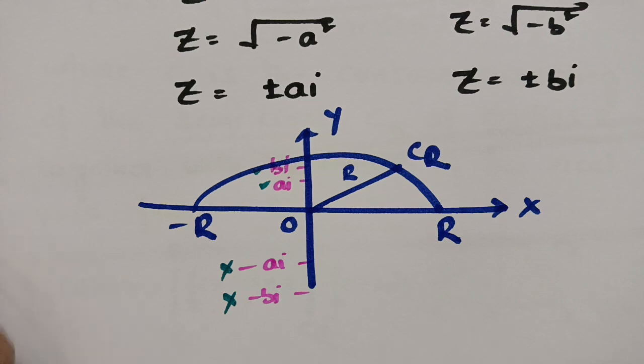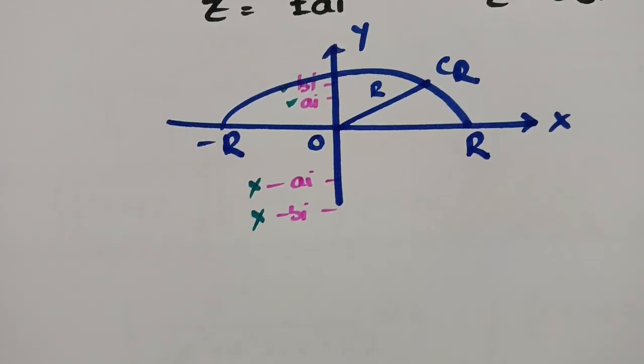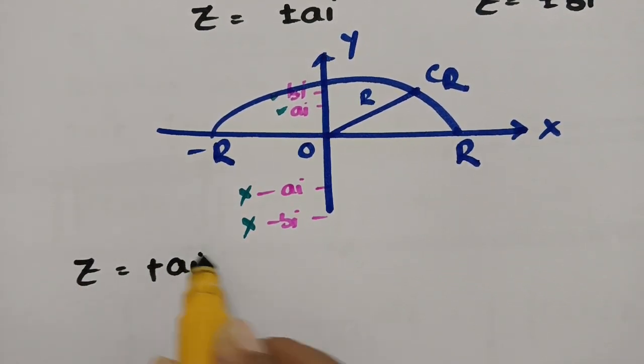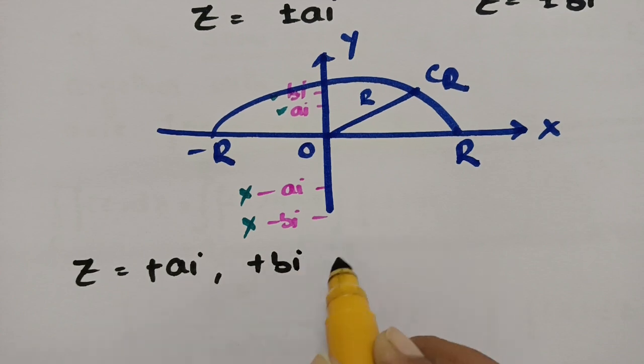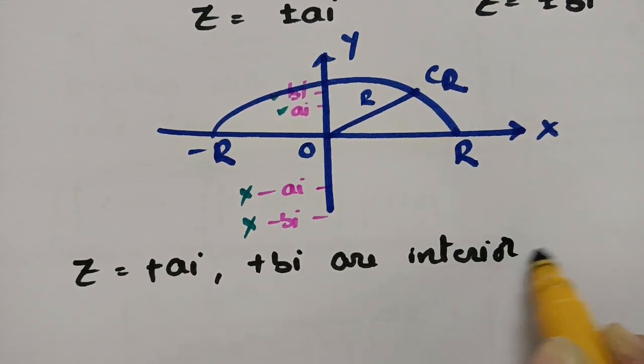Now after plotting these, we know the interior poles. The interior poles are z is equal to plus ai and plus bi. So they are interior simple poles.